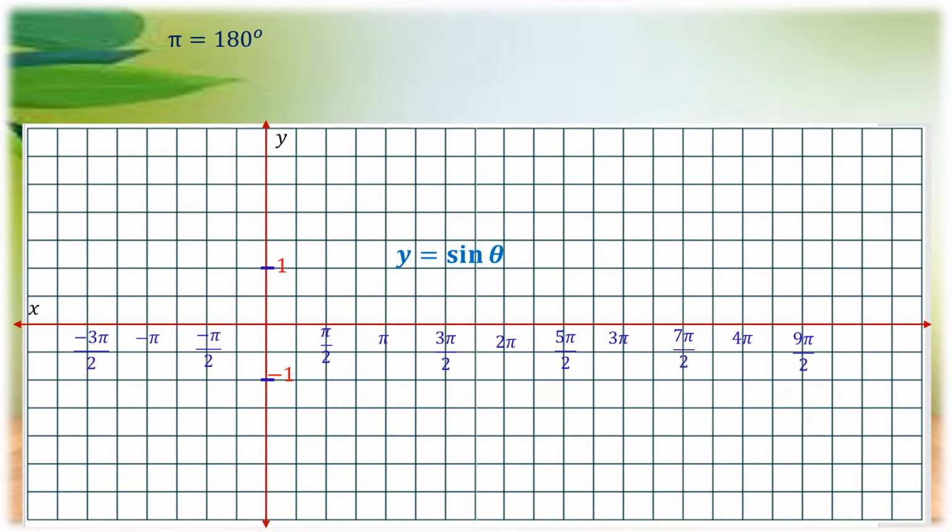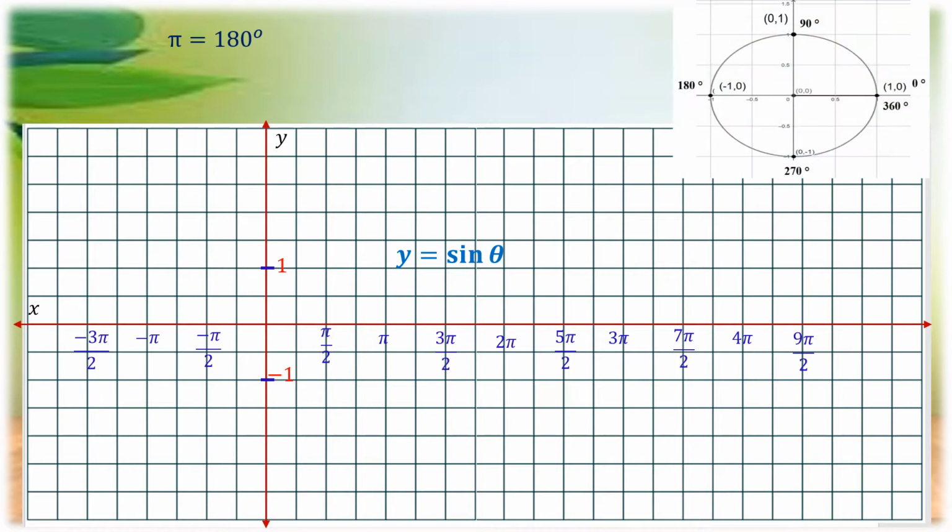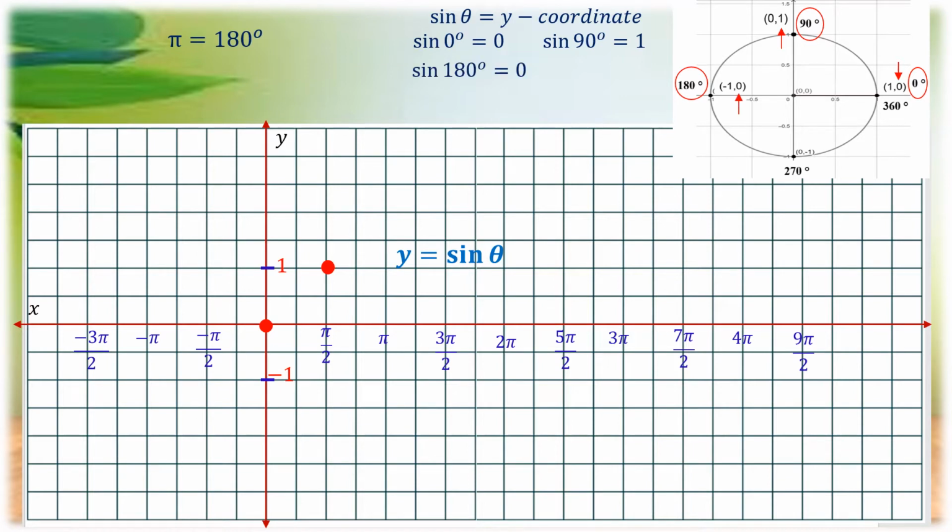Now, we will base our answer for the y coordinate using the unit circle. So, to get sine theta, it will be equal to your y coordinate. So, sine 0 degrees will be equal to 0. Then, sine 90 degrees will be equal to 1. Sine 180 degrees will be equal to 0. And then, sine 270 degrees will be equal to negative 1. Then we have sine 360 degrees, which is equal to sine 0 degrees, which is equal to 0.